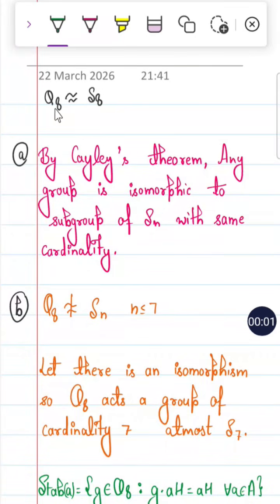Here we will discuss that Q8 is isomorphic to S8, but Q8 is not isomorphic to Sn for all n less than or equal to 7, right? Now, why is Q8 isomorphic to S8? By Cayley's theorem, any group is isomorphic to a subgroup of Sn with the same cardinality. So, 8 is the cardinality of this and 8 is the cardinality of this. So, these groups are isomorphic, right?